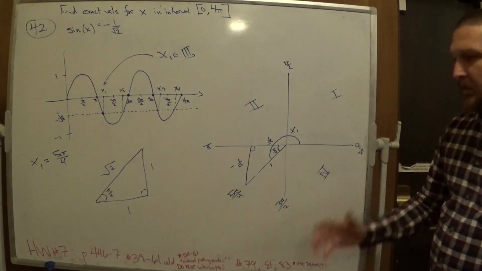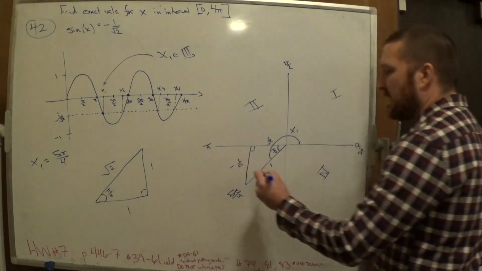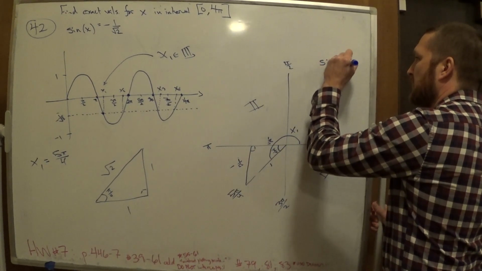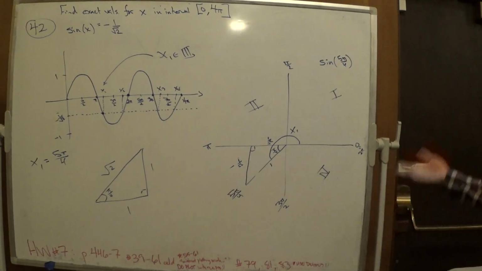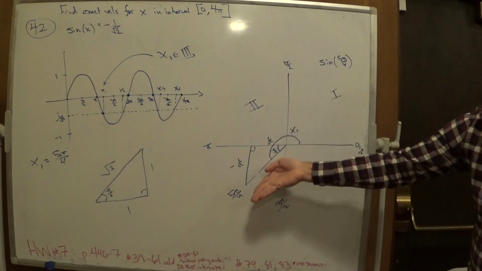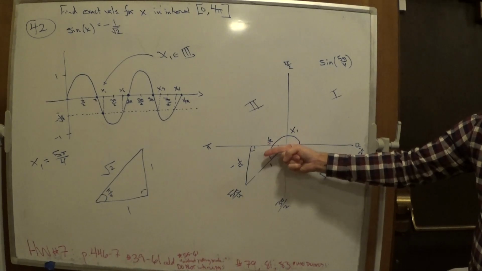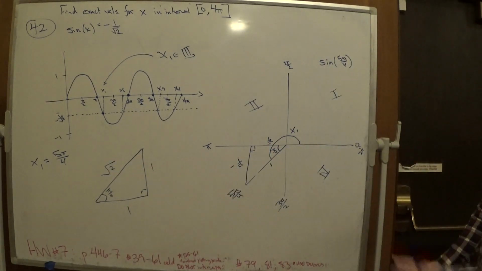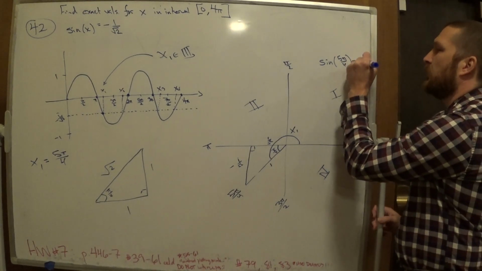And conversely, just to check myself, I could see what would happen if my problem said compute this. Well, I'd find 5 pi over 4, right there. The reference angle is pi over 4. Sine of pi over 4 is 1 over root 2, so it's going to be either plus or minus 1 over root 2.